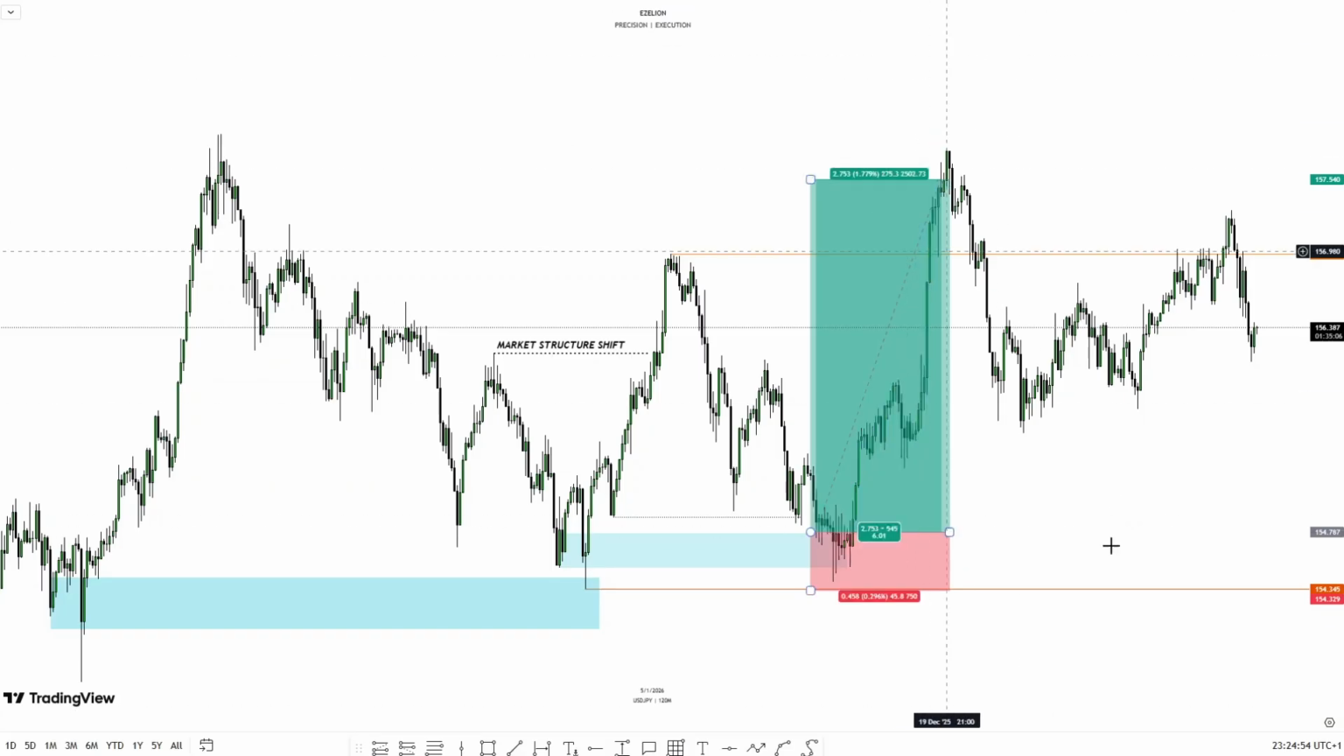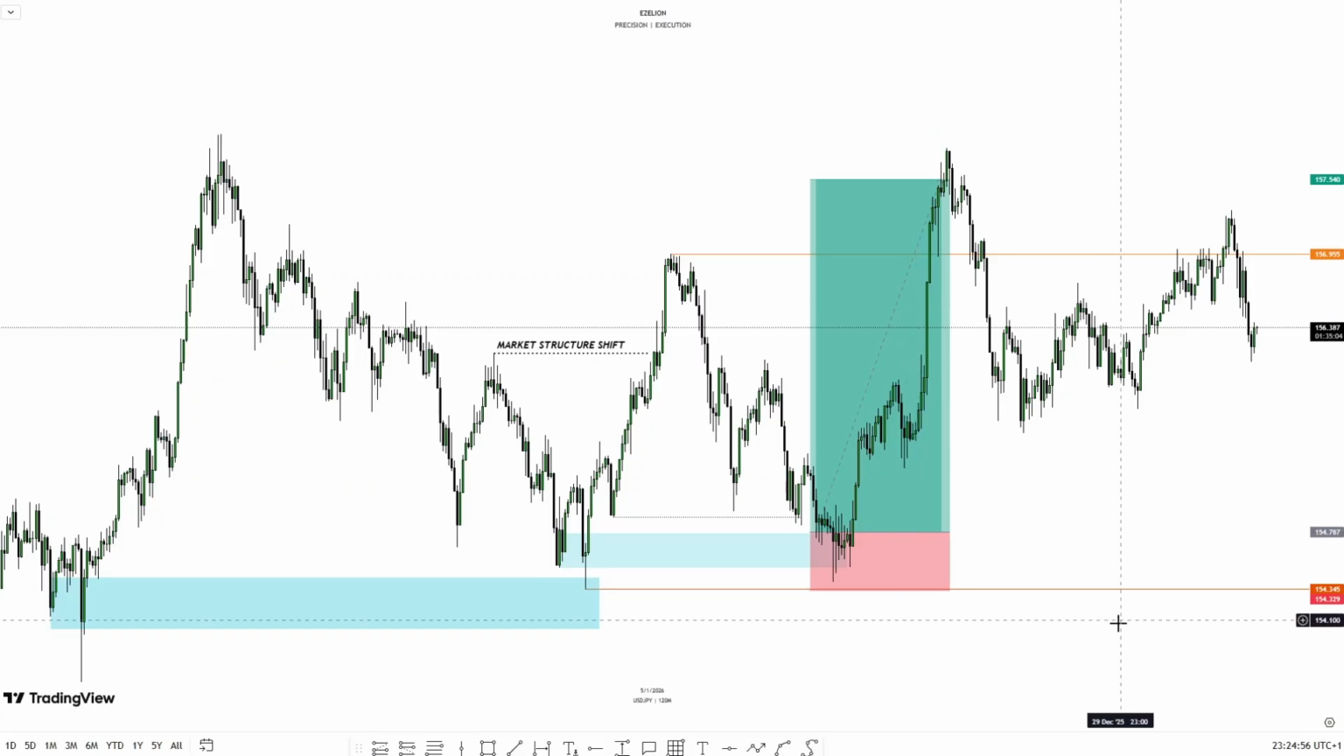This is a popular model, so it's not something that is new, right? But it's a model that actually works. Right, so I'm going to explain the logic behind this thing.